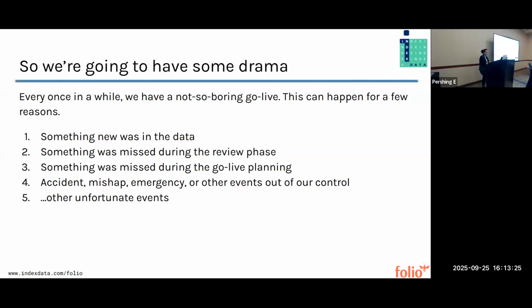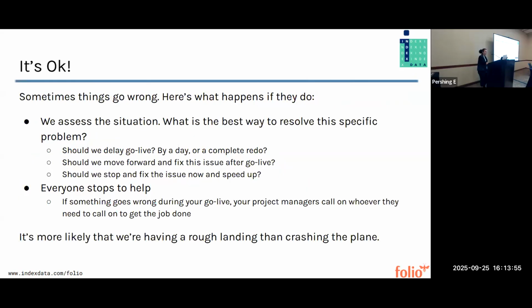Another one that's fairly likely is having something missed during go live planning. So we missed a step, we're missing something that we need in order to move forward, and we need to take a pause, reassess, and then restart. And then sometimes there's a flood. Sometimes there's a disconnect. There's an accident or a mishap or an emergency or another event outside of our control, and we need to just stop and deal with that. So those are some of the ways that we can have drama, and I believe all of these have actually happened. But what I wanted to say is that's okay, all right?